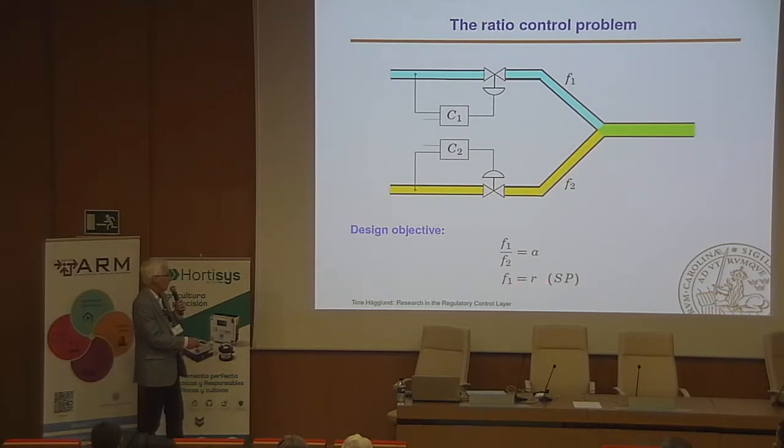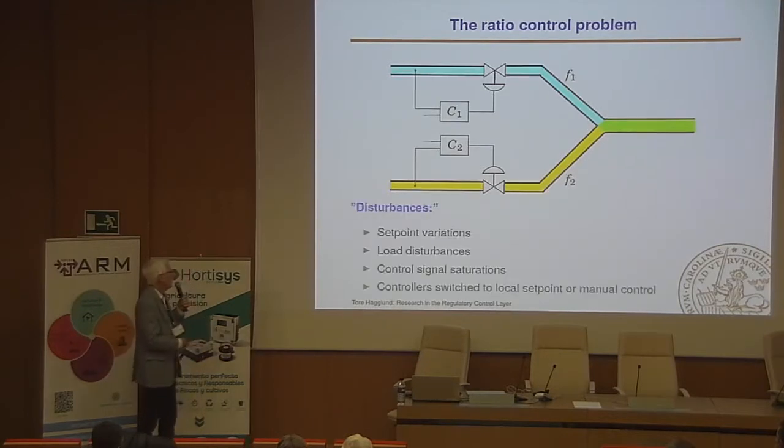I put in this talk, the flow set point is the desired flow in this first loop. You can have the total flow as well if you want.